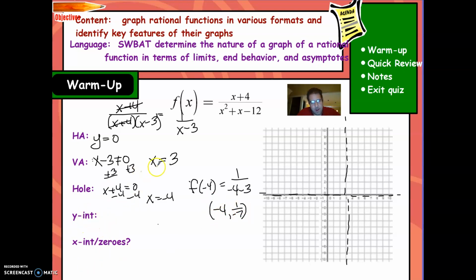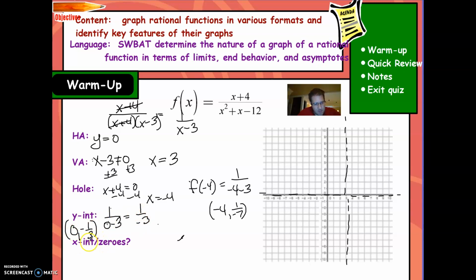And the next one, the y-intercept, is when you put 0 in for x and solve. So if you put 0 right here, that should be easy if I just use this last one here. So it's 1 over 0 for x, so 0 minus 3, which equals 1 over negative 3. So we know the y-intercept is at 0, negative 1/3.